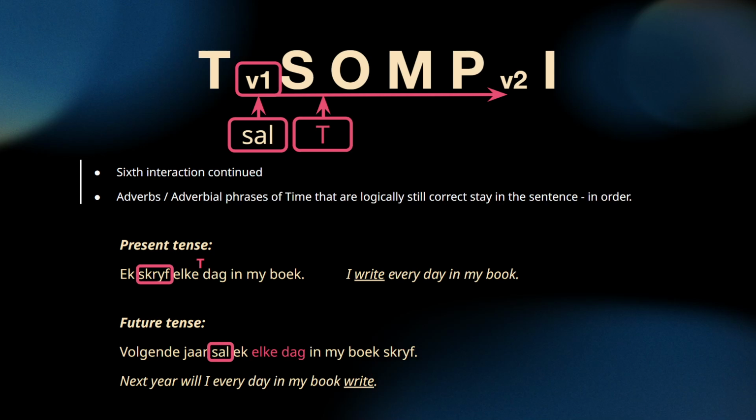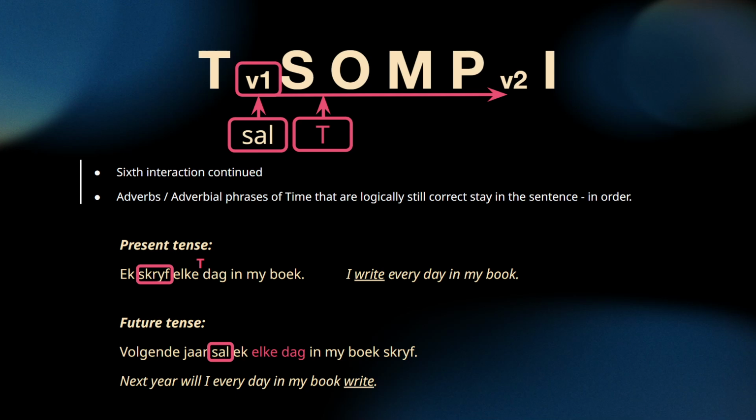Let's take a look at a variation on this interaction. When there is an adverb or an adverbial phrase of time that is logically still correct if I start with a future tense time word. Let's take a look by what I mean by this. Ek skryf elke dag in my book. I write every day in my book. So there's already an adverbial phrase of time, elke dag, in that sentence. When I change it into the future tense, I begin with volgende jaar. Now that adverbial phrase, next year, is at the beginning of my sentence.